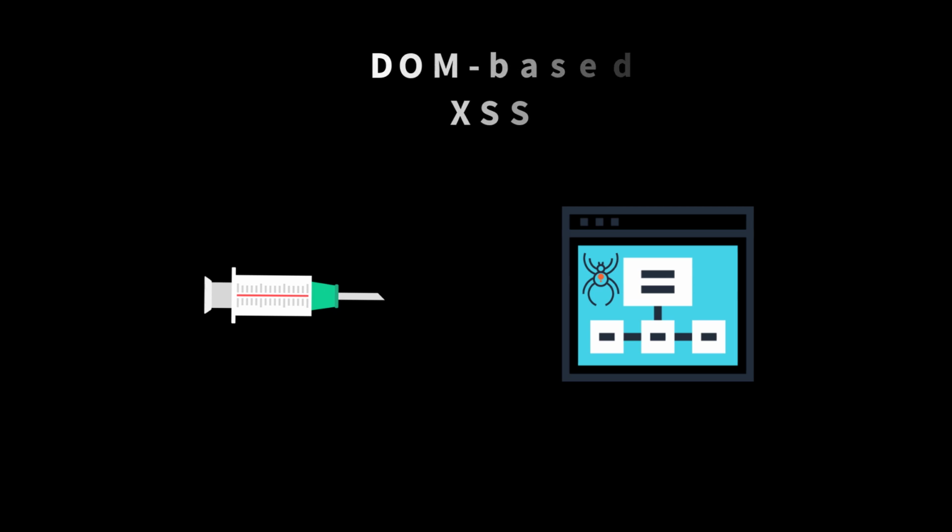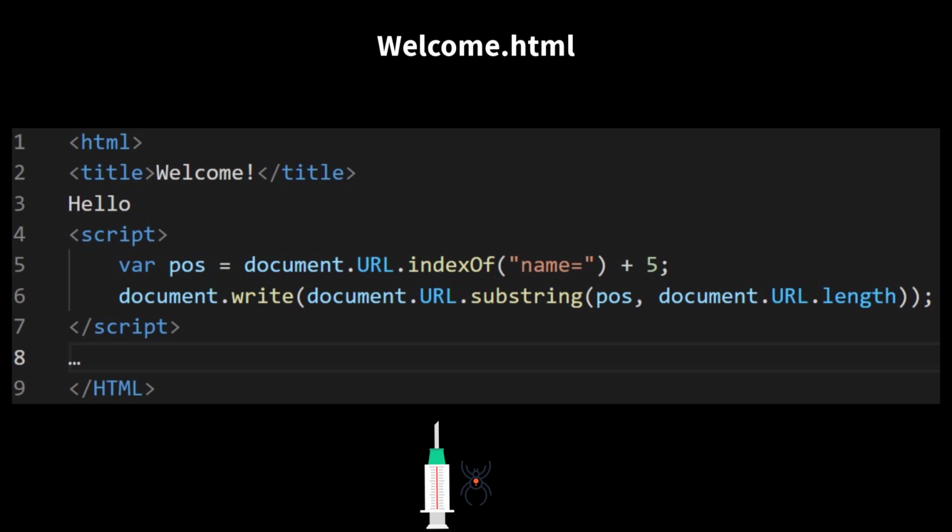Let's have a look at an example. So here we have a simple HTML page that is customized based on the username. When looking at line number 6, we can see that the name is fetched from the URL. And then we use document.write to write the name on the page. Now keep this line in mind. We will have a look at it later on. So what happens if the hacker injects a malicious script into the URL? Well, to find out, let's take an example.